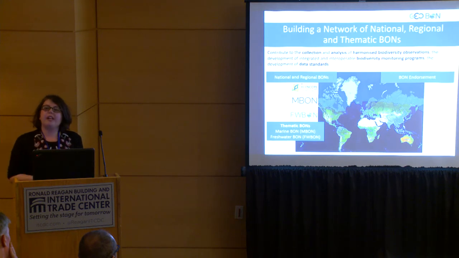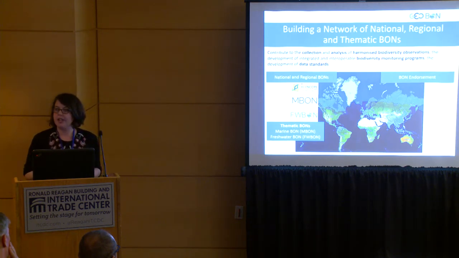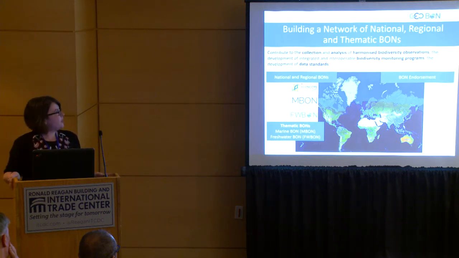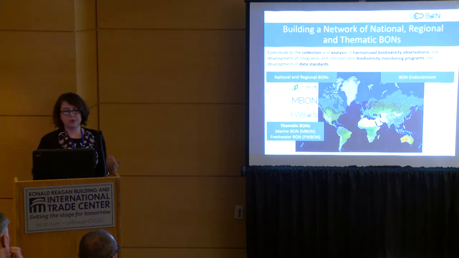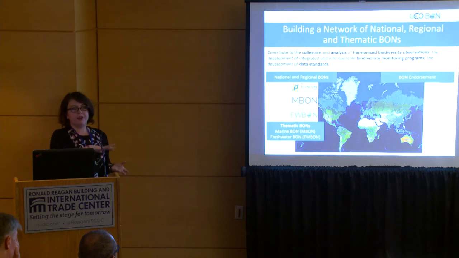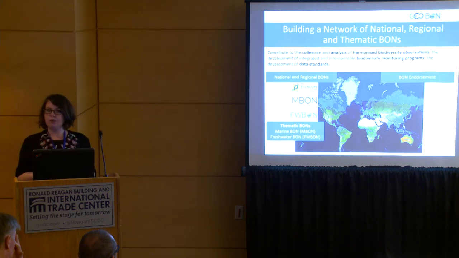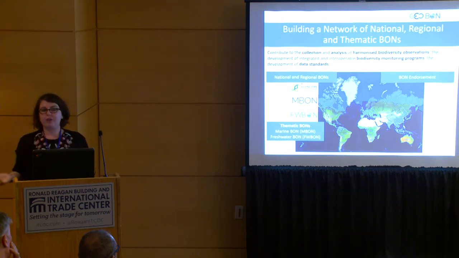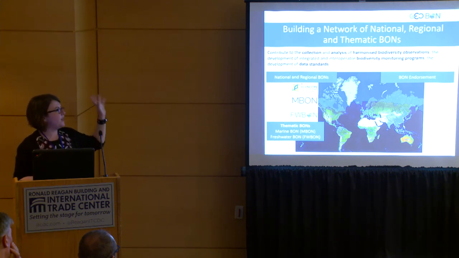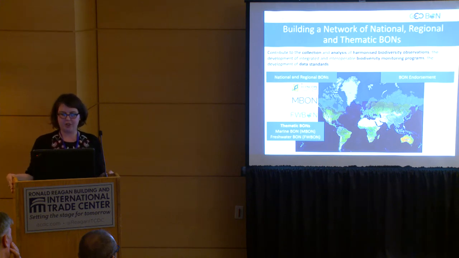So as I told you, our other key component is the development of biodiversity observation networks, or BONs. And their mandate is to contribute to the collection and the analysis of harmonized biodiversity observations, to develop interoperable biodiversity monitoring programs, but also to develop some data standards. Those BONs can be organized at different scales. So we have at the moment three national BONs in China, in Colombia, and in France. There are two regional BONs in the Arctic and in the Asia-Pacific region. And there are two thematic BONs, the Marine BON and the Freshwater BON that was officially endorsed this summer. And this doesn't mean that there are no other biodiversity observation networks out there, but these are the ones that went through the endorsement process that we have developed at GEO BON.